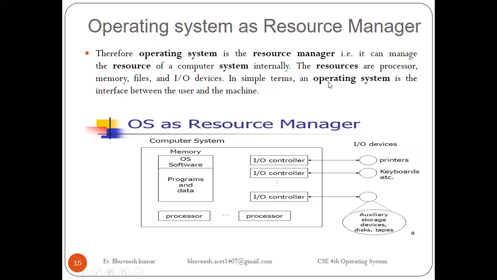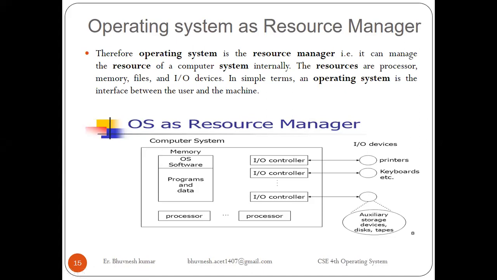In simple terms, an operating system is the interface between the user and the machine. If we are using a mouse, a keyboard, or a Bluetooth keyboard or Bluetooth mouse, all these resources are managed by your operating system. Here is a diagram: your computer system is there, the operating system is there. Then there are controllers also. Controllers are your USB slots.